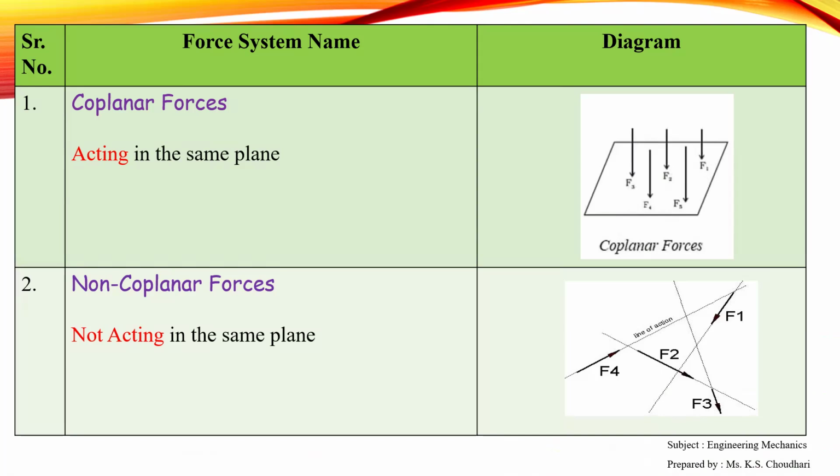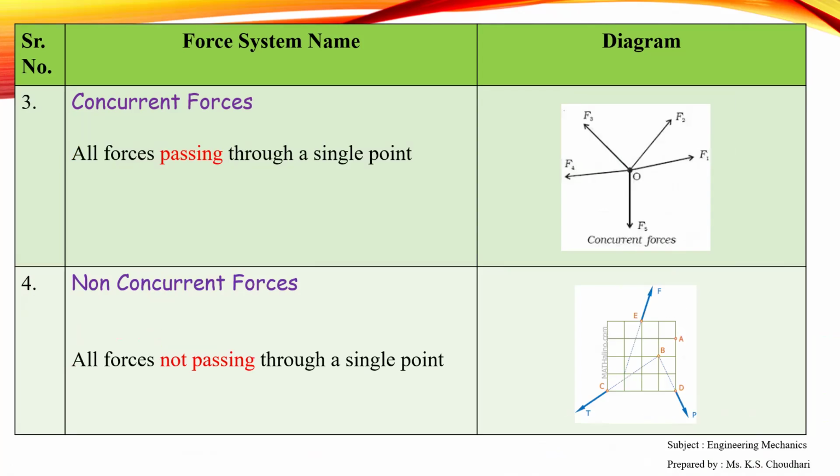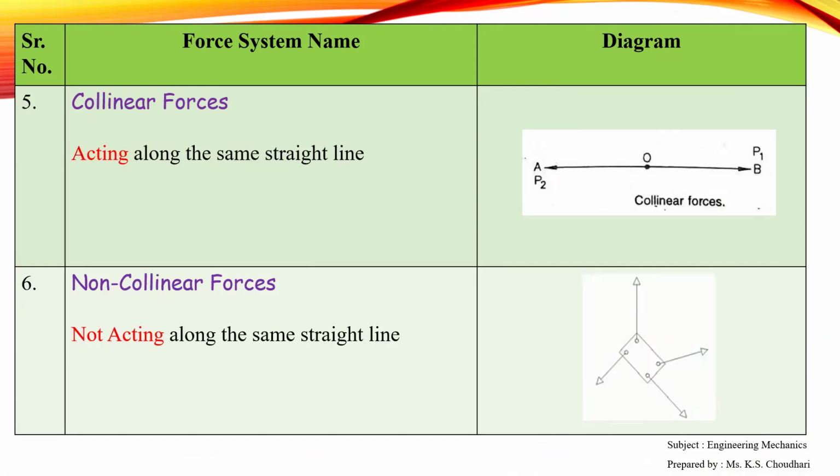Number one, coplanar forces. These forces are acting in the same plane. Non-coplanar forces. These forces are not acting in the same plane. Number three, concurrent forces. All the forces are passing through a single point. And non-concurrent forces. All the forces are not passing through a single point. Collinear forces. They are acting along the same straight line. Non-collinear forces. They are not acting along the same straight line.